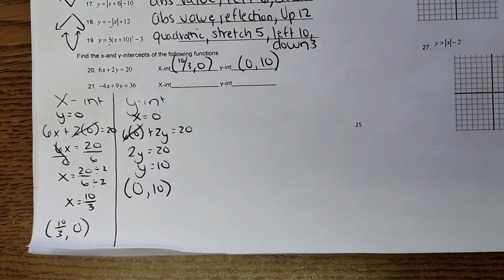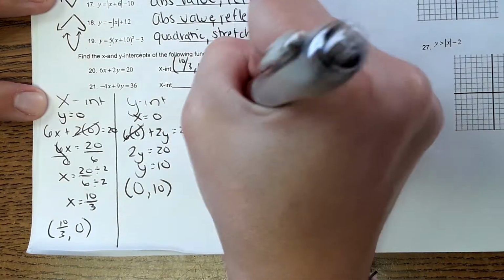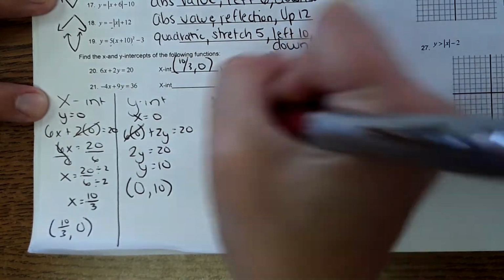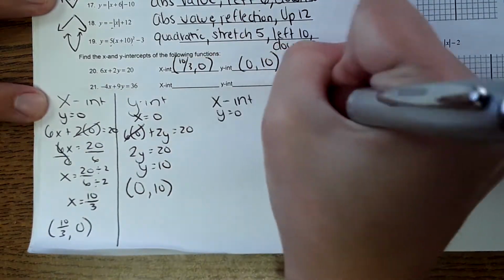And then for 21, same process, x-intercept and y-intercept. Y equals 0 and x equals 0.